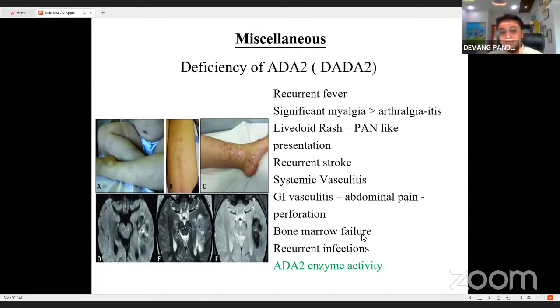And here also we have a very good test. If you are suspecting DADA-2 and you are not able to get genetic answers, get ADA2 enzyme activity. If it is severely disturbed, you can treat this patient with TNF blockade.